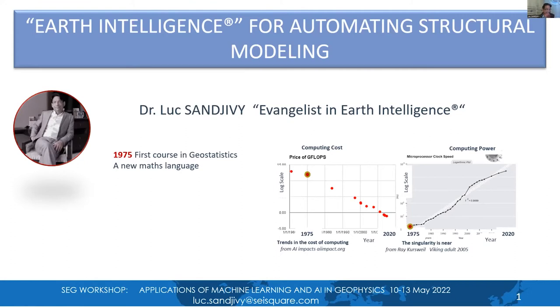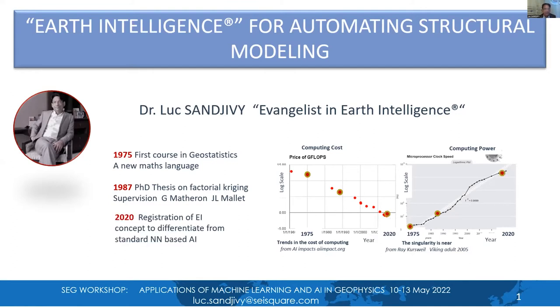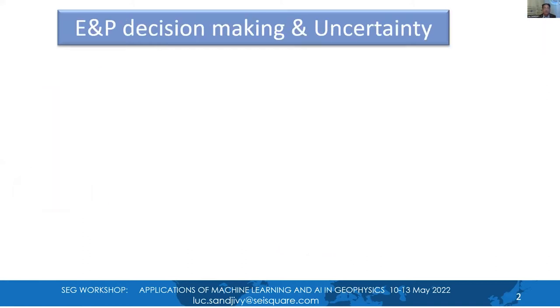Okay, so I said that I started my first course in geostat in 1975. I had my PhD thesis in 87. At the time, the computing was just at the beginning. And in 2020, I registered the Earth Intelligence concept to differentiate from standard neural network-based artificial intelligence. So let's say a few words to introduce uncertainty and decision-making.